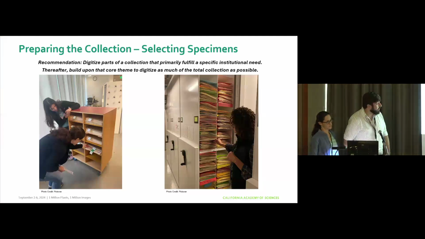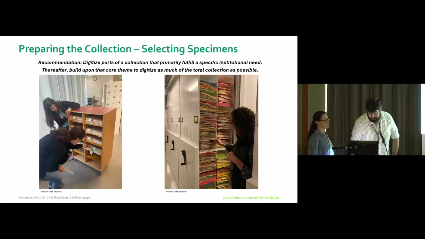So in regards to selecting specimens for digitization, we recommend to digitize parts of a collection that primarily fulfill a specific institutional need, and thereafter build upon that core theme to digitize as much of the total collection as possible. So in your collection, you might find it both simple and difficult to select a portion you want to digitize. While it's usually easiest to digitize a collection from one end to another, that's not always an option based on time, funding, or other important considerations like material format and specimen condition.